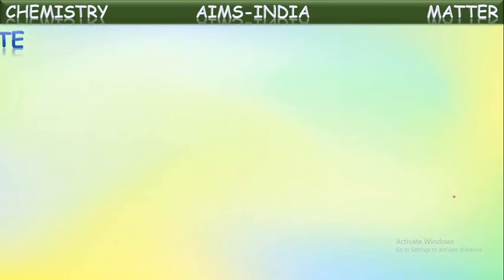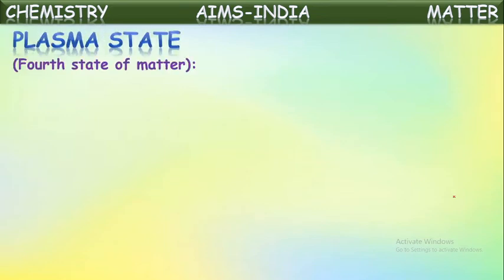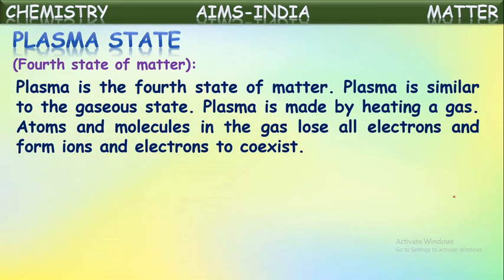Okay, next, the fourth state of matter, that is called plasma state. Plasma is the fourth state of matter. Plasma is similar to the gaseous state. Plasma is made by heating a gas. We know when we heat a solid, it converts into liquid, isn't it? When we heat a liquid, it converts into gaseous form. We know that. So when you heat a gas, what happens? This is how the fourth state of matter is formed. When we heat gases at very high temperatures, we get this plasma state.